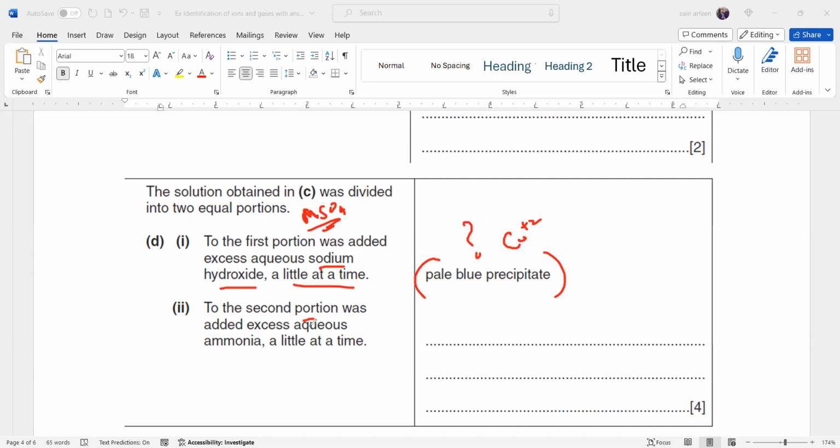To the second portion, we add excess of aqueous ammonia little at a time. Like first we add some amount and then we add an excess. So what is the observation? Now this confirms that there's a copper ion. So it means this is copper sulfate. So if we have a copper sulfate solution and we add aqueous ammonia, what are the observations? You can use the table now. I have shared that table with you. You can use that. If you have a copper ion and you add aqueous ammonia.